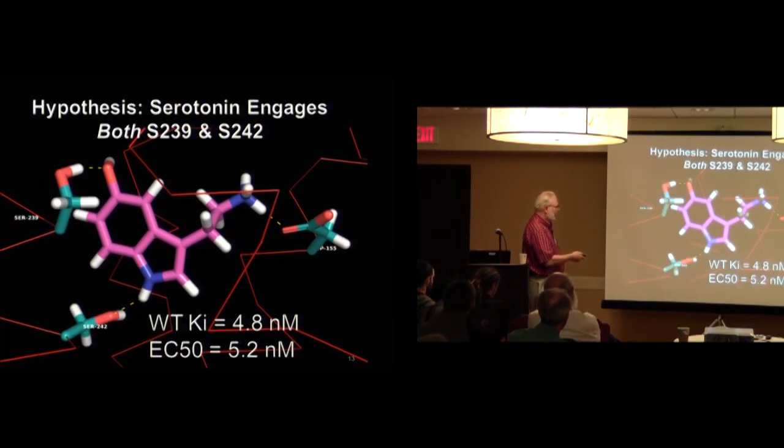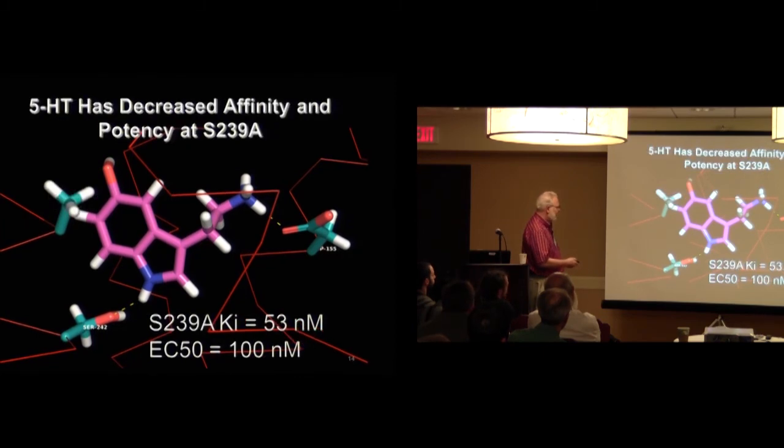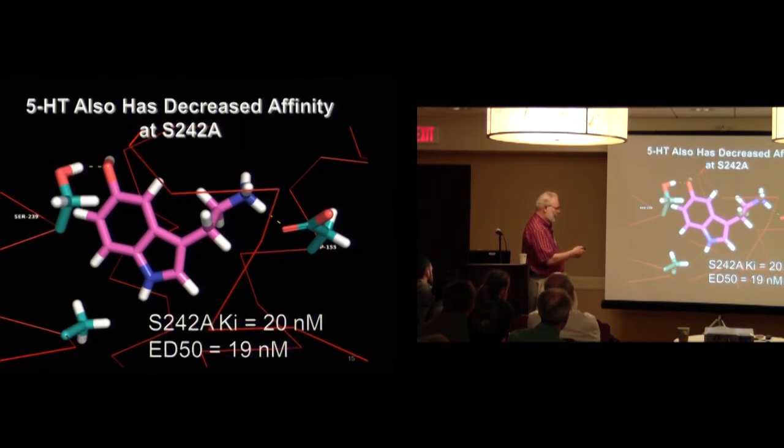So in the wild type, we have 5 nanomolar affinity and 5 nanomolar EC50. And when we mutate this one, I dropped out the intermediate slide, I mutate this one from serine to alanine, we no longer have this interaction. But it's not as dramatic an effect. We go from 5 to 20 instead of 5 to 50, and 5 to 20 instead of 5 to 100. So 242 is less important.